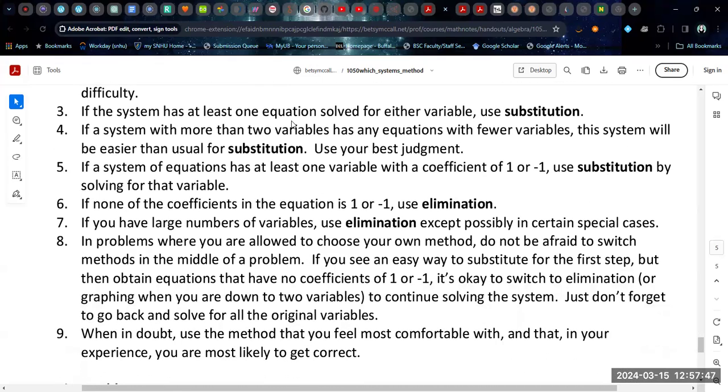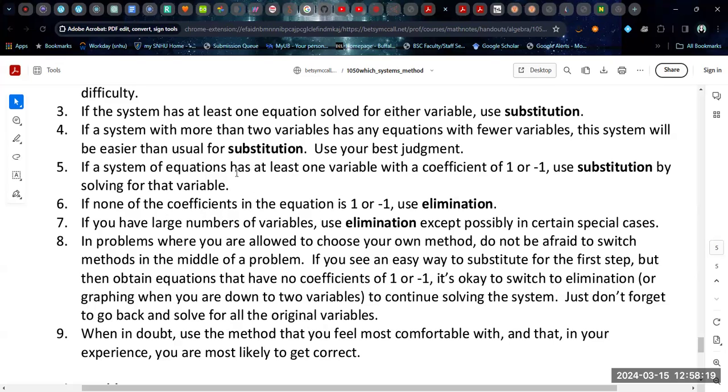If the system has at least one equation solved for either variable, you can use substitution. So maybe you have one equation solved for y, but not the other one. If a system with more than two variables has any equations with fewer than the full number of variables, say you have a system with 3 variables, but one or more of the equations has 2 or only 1 variable, then this system will be easier than usual for substitution. So again, use your best judgment.